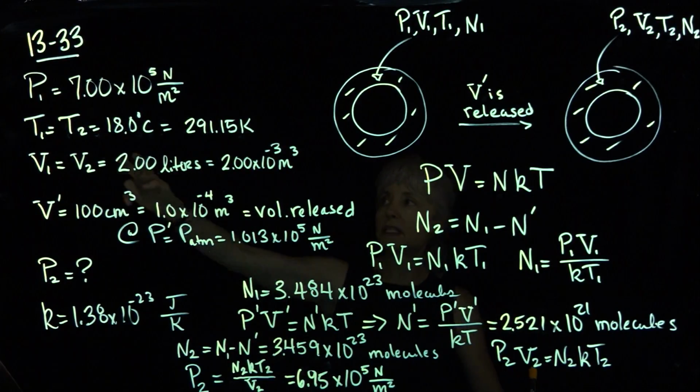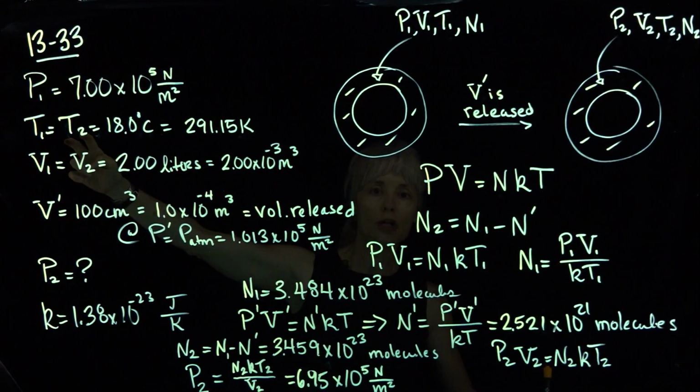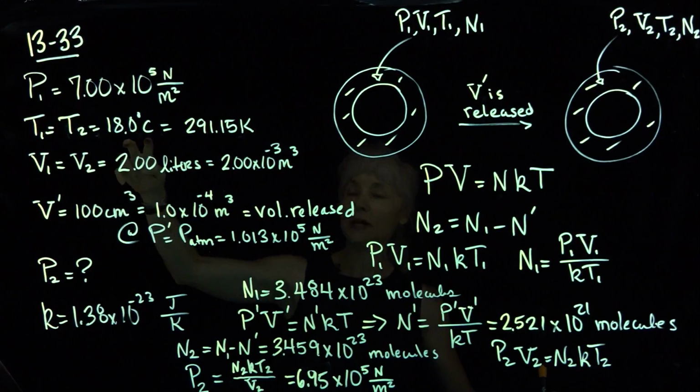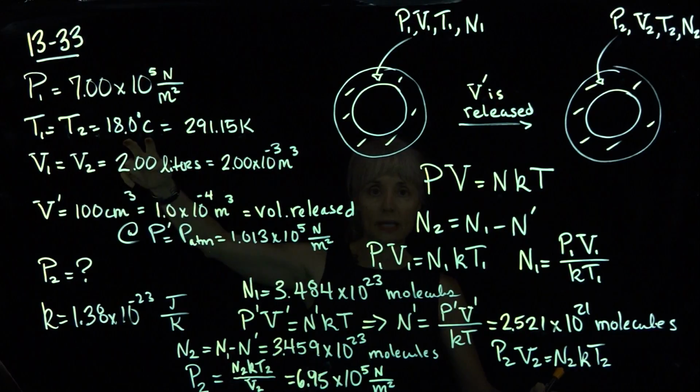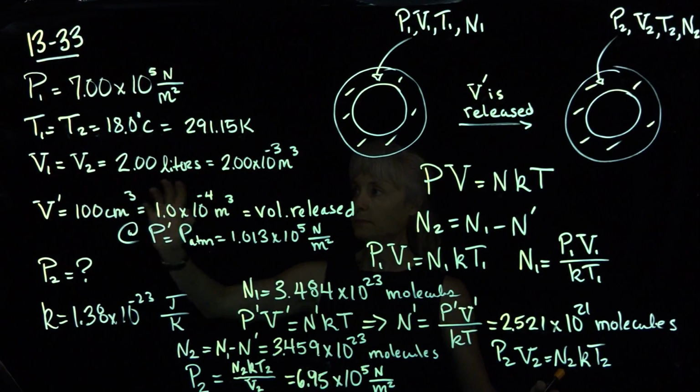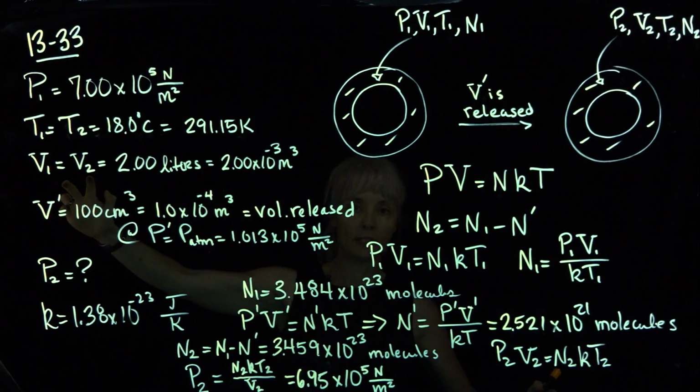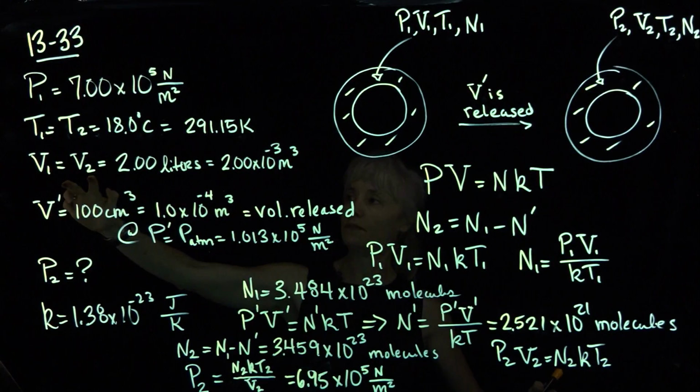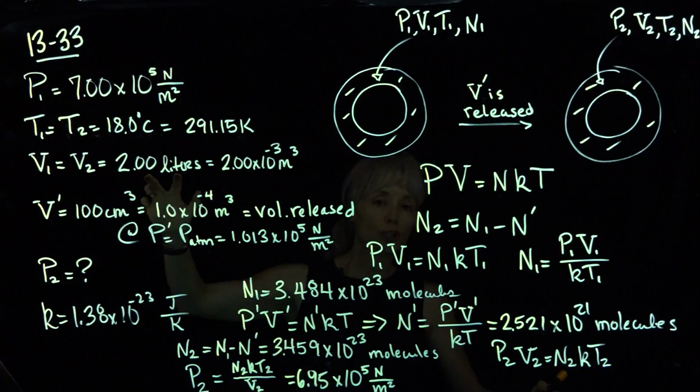We're also told that the temperature of the tire doesn't change. So I'm setting T1 equal to T2. The old temperature and the new temperature are the same. They're 18 degrees C, but we use units of Kelvin when we use the ideal gas law, so I'm immediately converting that to Kelvin. We're also told that the volume doesn't change. So V1 is equal to V2 is equal to 2 liters.